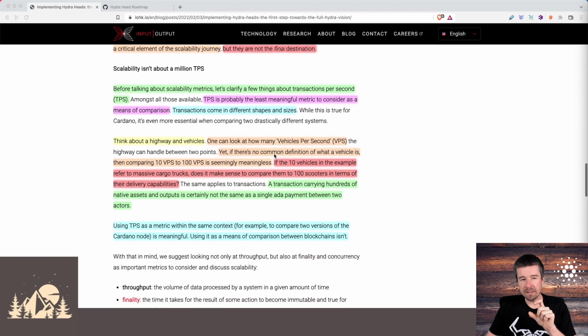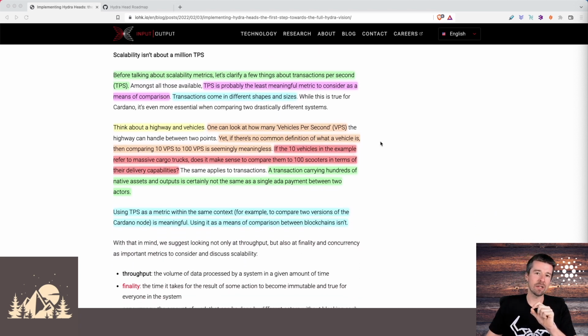And another really good thing that he digs into here is the notion of transactions per second. A lot of people, especially from other blockchains, get hung up on this notion of TPS, and that's sort of like the ultimate thing to look at. But he brings up another really great analogy to think about in terms of why TPS isn't the final thing. As he says, before talking about scalability metrics, let's clarify a few things about transactions per second. TPS is probably the least meaningful metric to consider as a means of comparison because, and this is the critical important thing, transactions come in different shapes and sizes. What a transaction looks like on the Ethereum blockchain or on Solana or on Cardano are dramatically different.